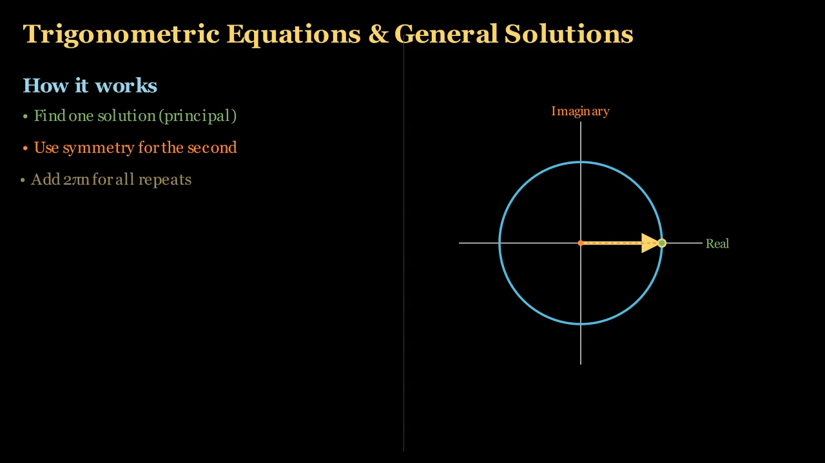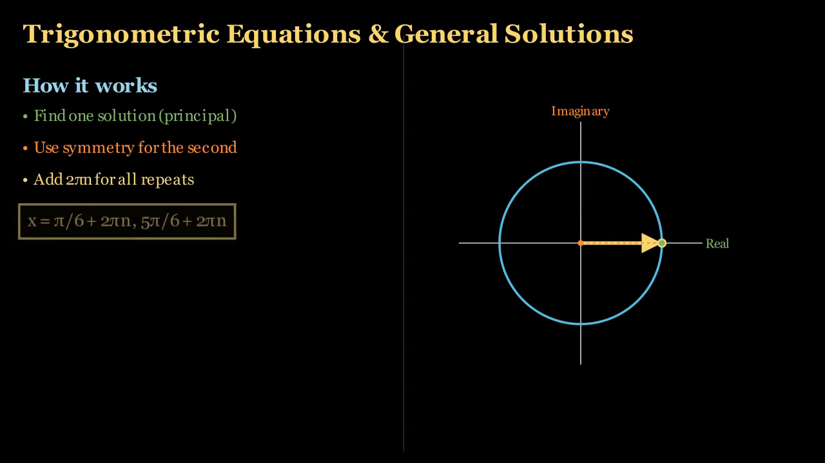That's the symmetry trick. Finally, because sine repeats every full turn of 2 pi, we add 2 pi n, where n is any integer, to both of those base angles. That gives the general solution x equals pi over 6 plus 2 pi n, and x equals 5 pi over 6 plus 2 pi n. The word general just means it covers every possible answer.